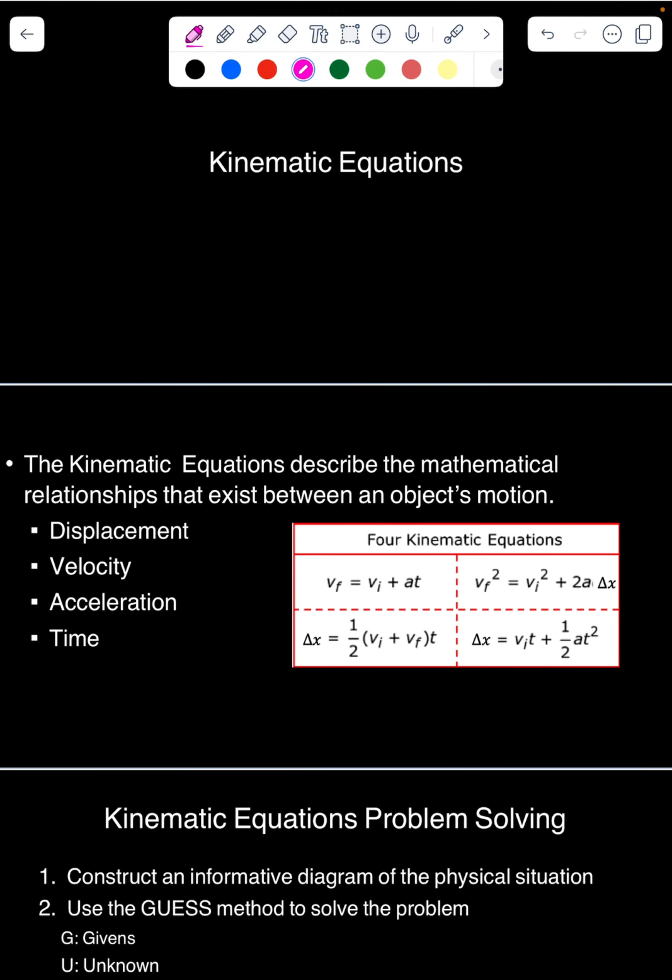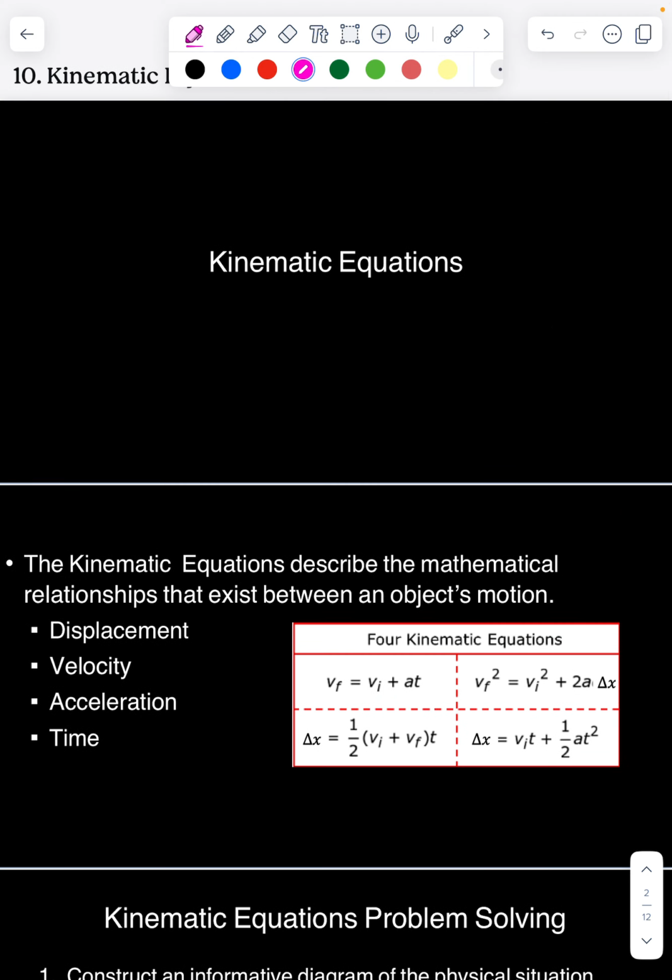All right, I know everybody is super excited to start talking about kinematics equations. So before we actually get into the kinematics equations that you've seen around the classroom, let's talk about the three that we have been using.